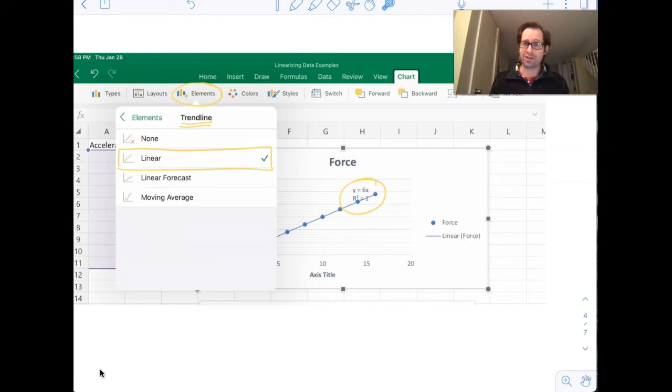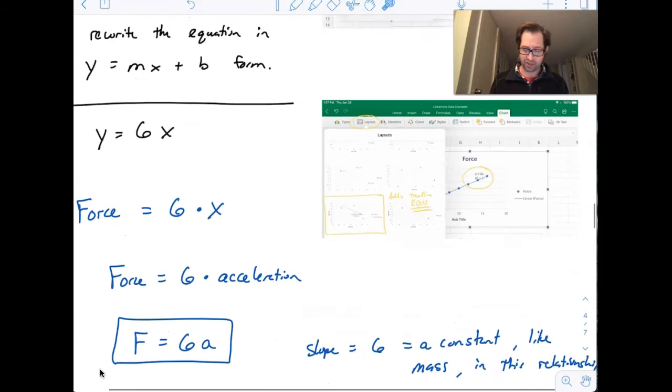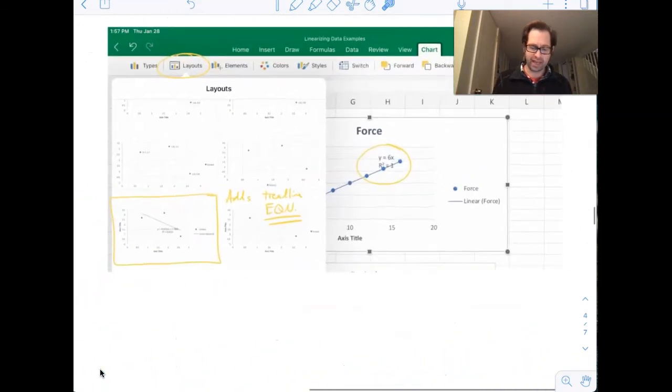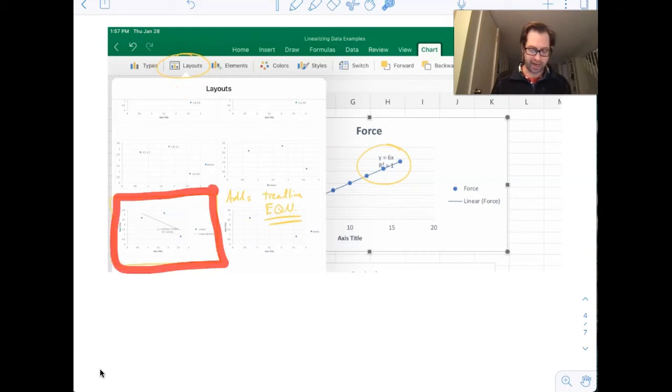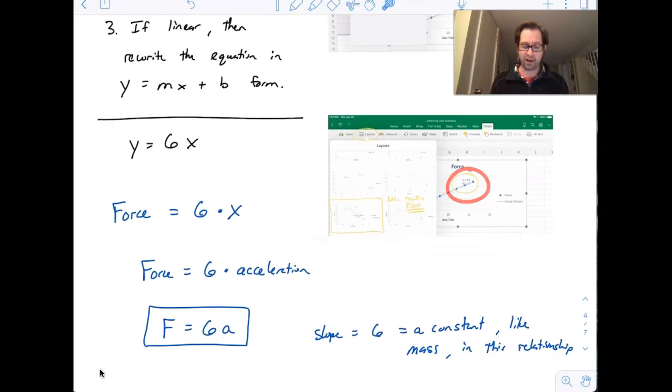Then it won't show you the equation on the line right away until you do the second part, where you actually have to go into the layout area and then pick the layout that has an equation example in it. That then will put the equation on your graph, and then you can see how linear it is.